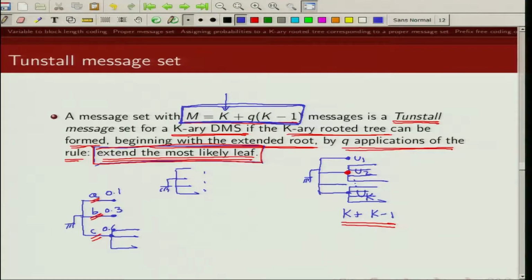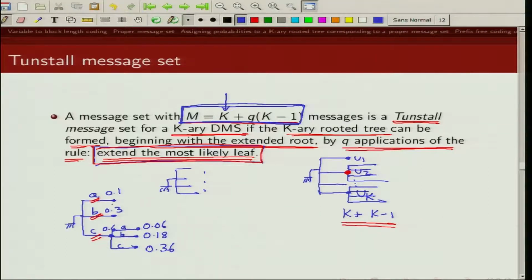Now if I extend this particular leaf, what are these probabilities? For the leaves A, B, C, the probability is the probability of this node, which is 0.6, multiplied by the probability of this letter A, which is 0.1. So this is 0.06. This is 0.6 into 0.3, it's 0.18, and this is 0.36.